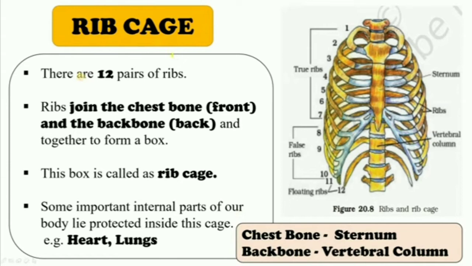Next one is the rib cage. There are 12 pairs of ribs. Ribs join the chest bone and the backbone together to form a box. This box is called the rib cage. Some important internal parts of our body lie protected inside this cage, for example, heart, lungs, etc.